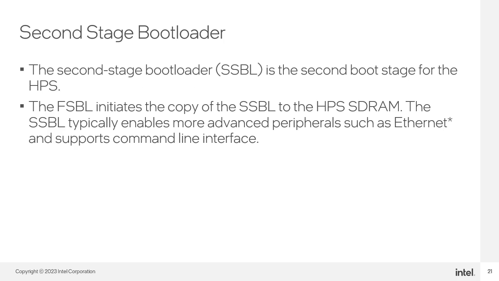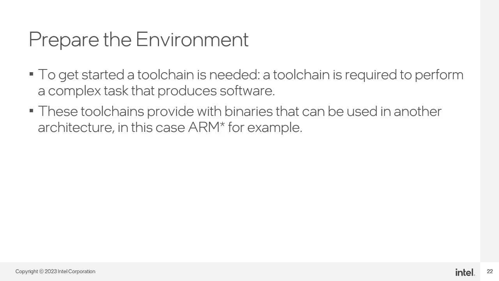The second stage bootloader is the second part of the booting stage for the HPS. The first stage bootloader starts the copy of the second stage bootloader to the HPS SDRAM, enabling more advanced peripherals such as Ethernet. To get started with building the software pieces for each of the booting stages, a toolchain is needed. The toolchain is required to perform a complex task that produces software.